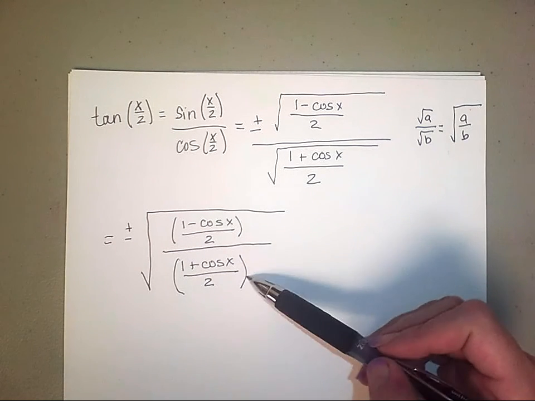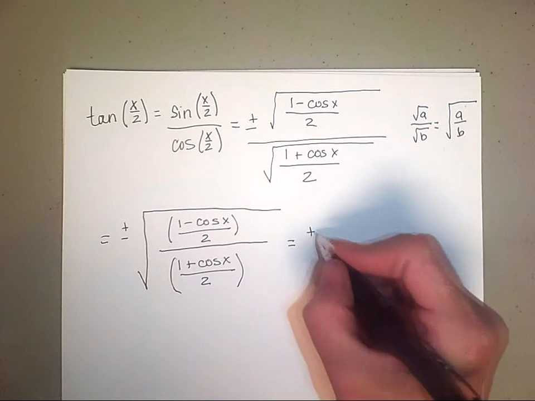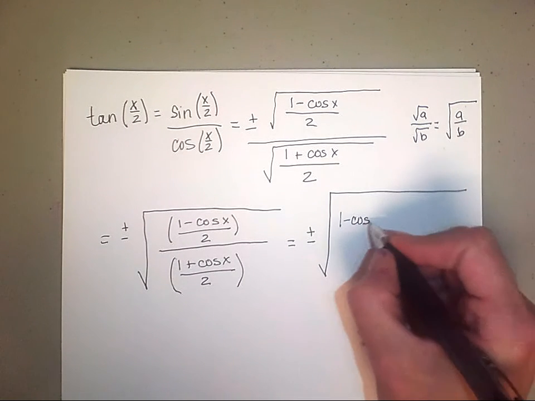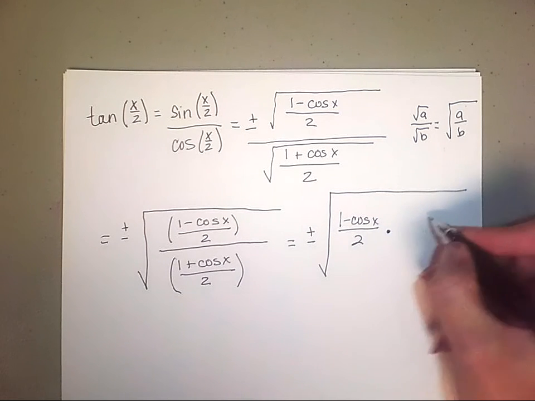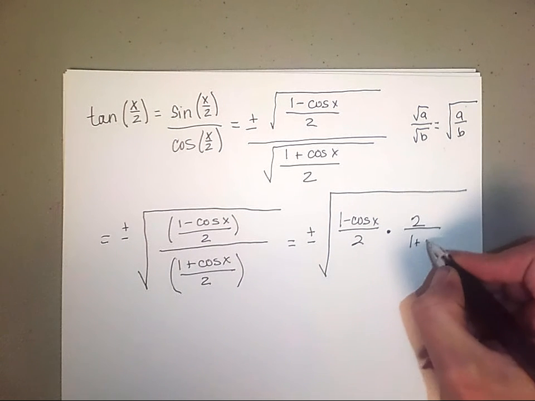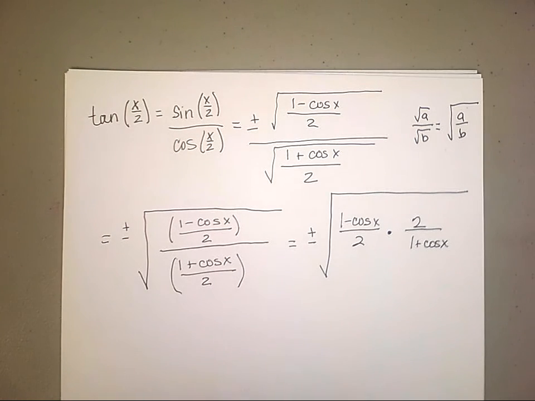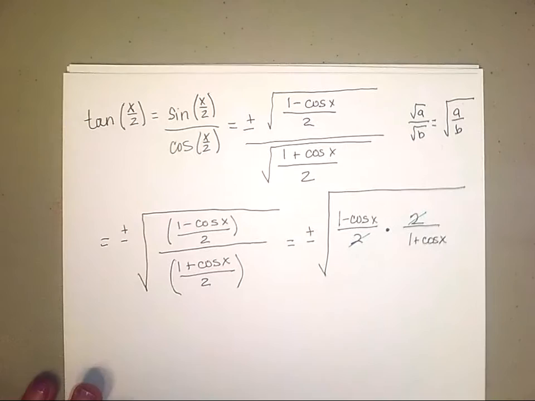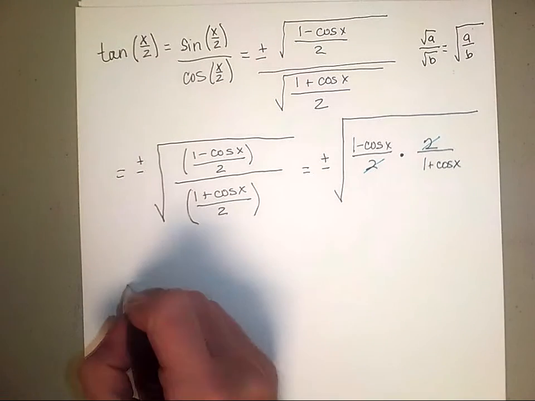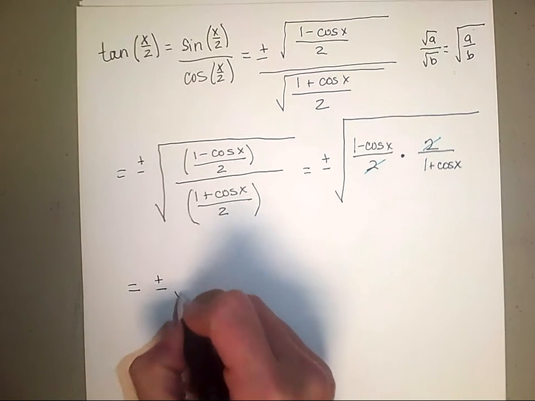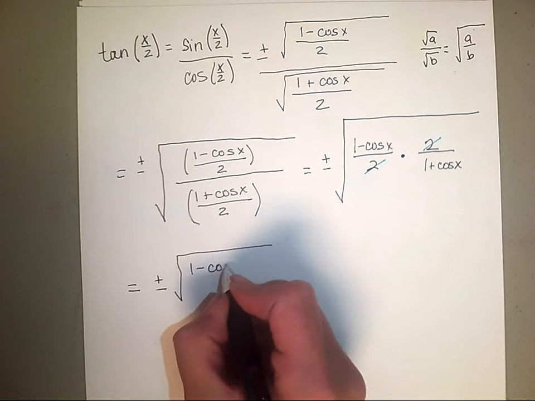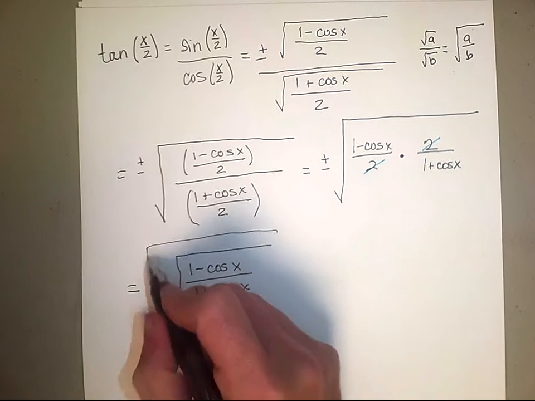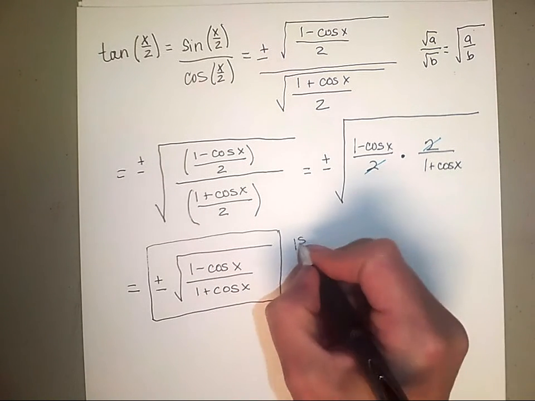Now I have a compound fraction under here, and I want to simplify that. So that's equal to plus or minus. Now when you're dividing with fractions, you can invert and multiply. So we'll keep the numerator the same and flip the denominator. And now there's some canceling that can occur with those 2's. And we get plus or minus the square root of 1 minus the cosine of x over 1 plus the cosine of x. And this is our first form.